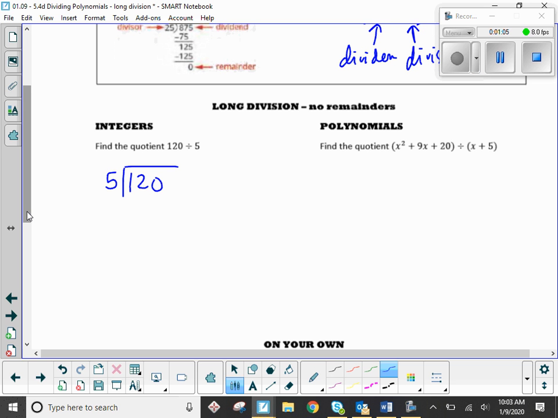All right. The very first step we do here is we say, okay, 5 goes into 1 how many times? None, right? So then what do you have to do? You have to look at the 12. And you say, okay, 5 goes into 12 how many times? 2. Where do you write that? Right on the bottom, right below the 12.